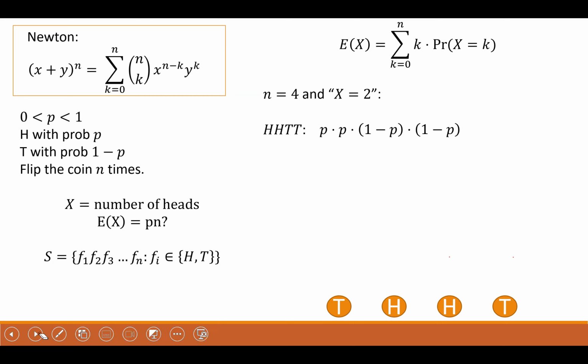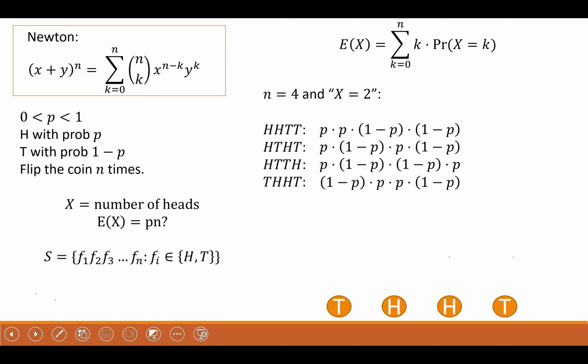So we have 6 outcomes. The next one, heads, tails, heads, tails. Again, each head comes up with probability P. Each tail comes up with probability 1 minus P. So the probability of this outcome looks something like this. First coin is heads, second coin is tails, third coin is heads, fourth coin is tails. And I could keep going. Heads, tails, tails, heads. That's of course P times 1 minus P times 1 minus P times P. And tails, heads, heads, tails. That looks like that. And so on and so forth.